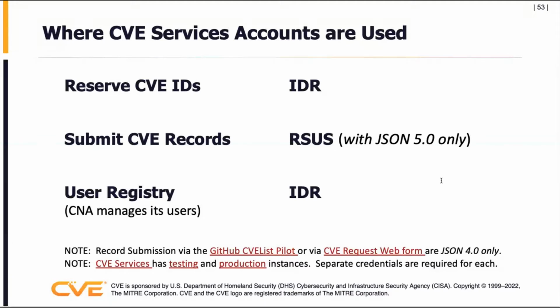So where can you use these accounts? The new CVE Services provides the ability to reserve CVE IDs through that IDR functionality, right? And to submit CVE records through the new ADP functionality. Now, in CVE Services, you're only using JSON 5. Okay, so you get your credentials, you use a client or directly through the API, you can reserve IDs, you can publish your records, you can update your records in JSON 5.